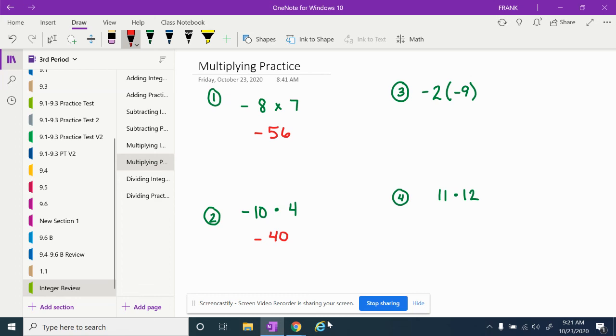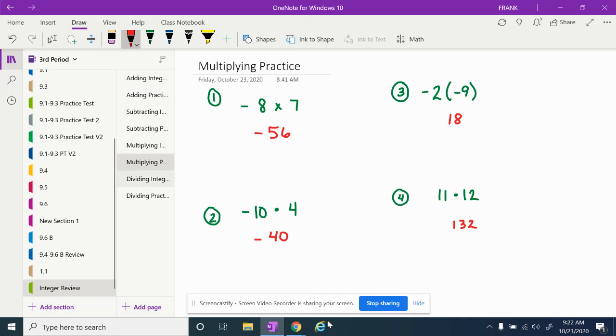Number 3, signs are the same. Negative times a negative. They're both negative. The signs are the same, so it has to be a positive. So now I just have to remember what 2 times 9 is, and 2 times 9 is 18. And then the last one, just a basic fact. Positive times positive. We know that positive times positive has to be a positive. And so 11 times 12 is 132.